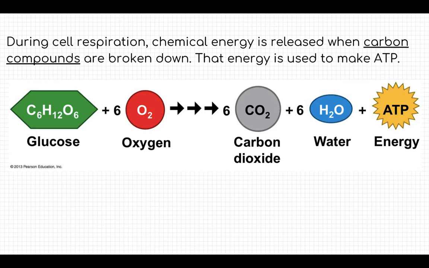Please remember that all creatures perform cell respiration, including plants. So plants need ATP just like you do. They perform photosynthesis. They also perform cell respiration. So their source of glucose is their own reactions in photosynthesis. Your source of glucose and other organic compounds is the food that you eat.